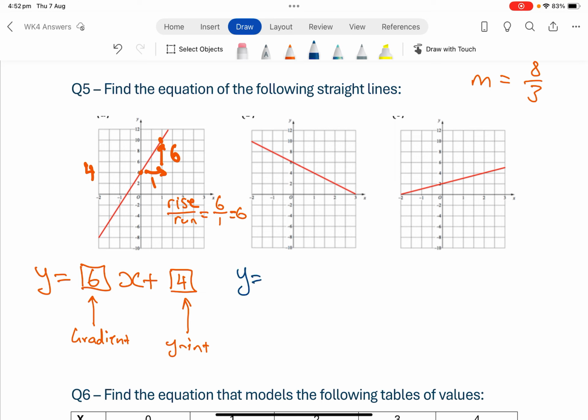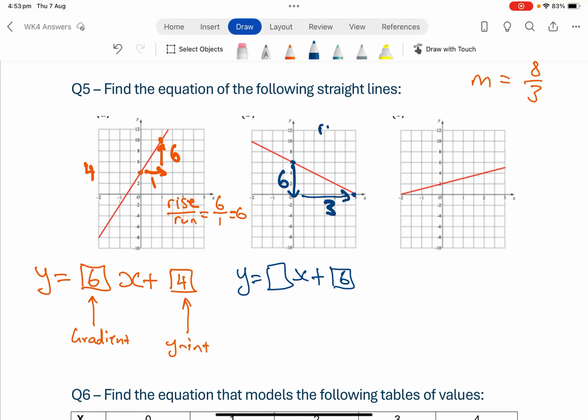I'll use a different color so we don't get confused. Something x plus something. Same story as before. This time I'm cutting the y-axis at 6, so that one's going to be 6. This time my gradient, I'm just going to use the point I used a second ago and that one there. They both look like nice points. So in this case, I go down from 6 to 0, so I go down 6. Remember, the down is important. And I'm going 3 to the right.